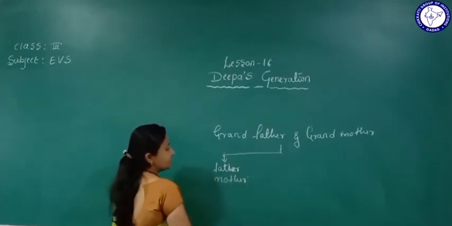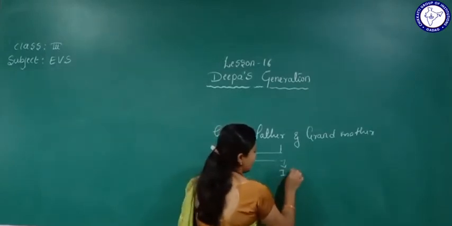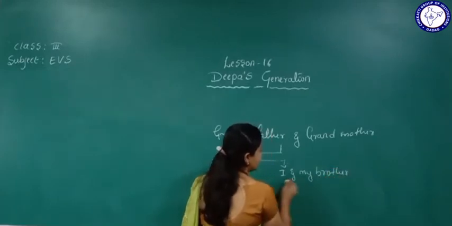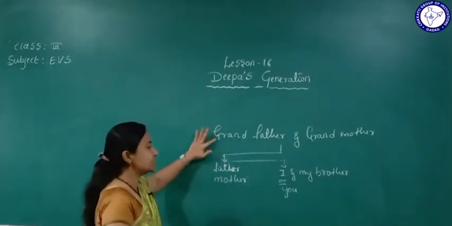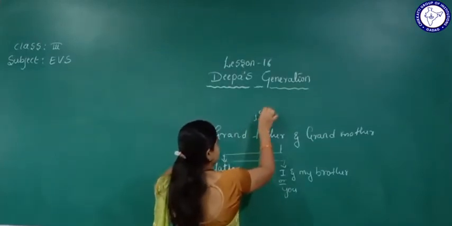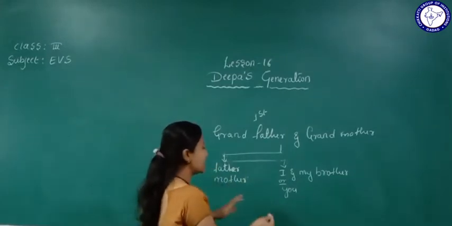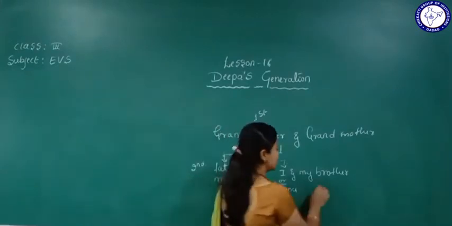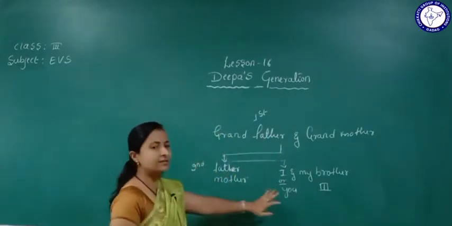Next from this generation, which one comes here? So I and my brother, or as you and your brother. So this we can call the first generation, this is the second generation, and you and your brother or your sister is the third generation. Understood? First, second and third generation.